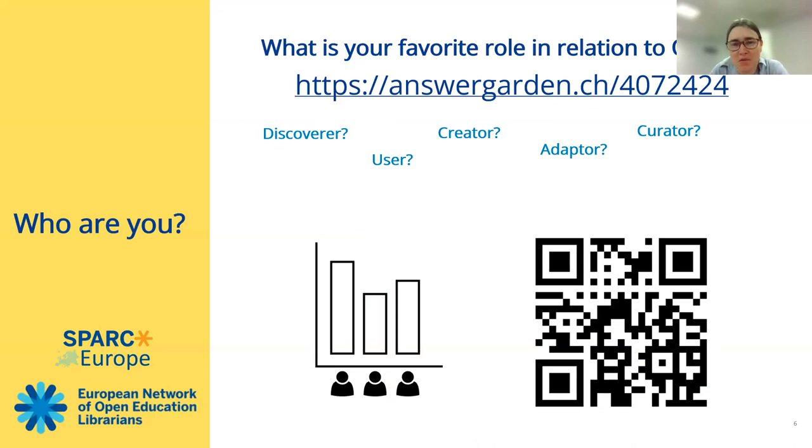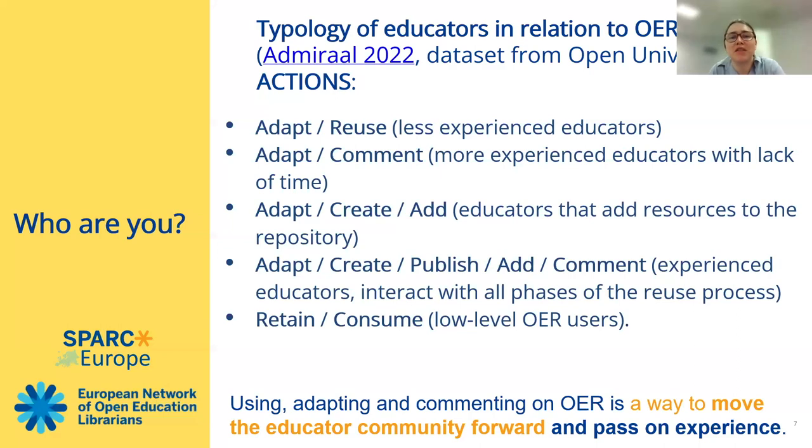Most of us are creators, we love to create, and we can look into the literature. Wolfgang Admiral, a researcher, analyzed a data set from Open University, and he found five types of users of open educational resources. Most of the people adapt and reuse. In the survey, they answered that they were less experienced educators, who learn from these resources and also use them. The more experienced were active commenters, which is also an important role in relationship to open educational resources, because only with comments can the resources grow, and other people will see which ones are the best for them.